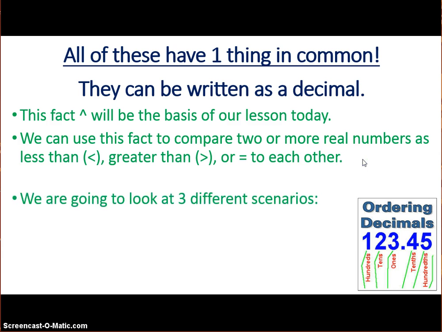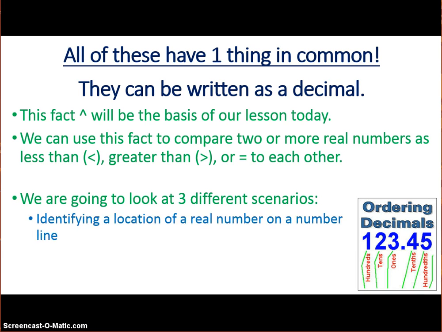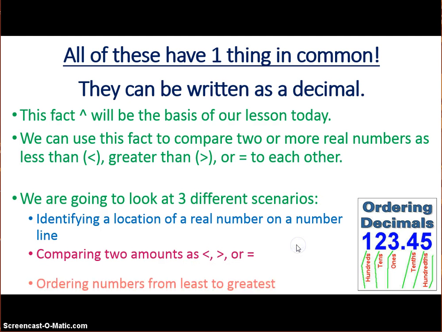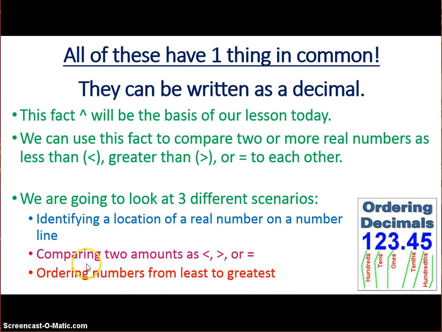We are going to look at three different scenarios in this lesson. We are first going to look at identifying the location of a real number on a number line. We are going to look at comparing two amounts as less than, greater than, or equal to. And last, we are going to look at how I can order numbers from least to greatest.